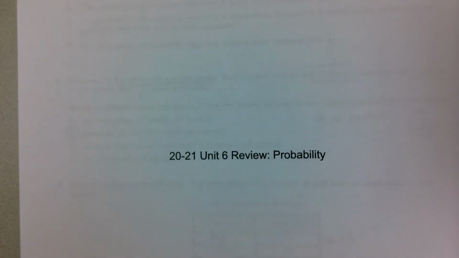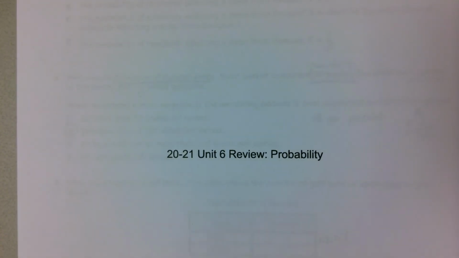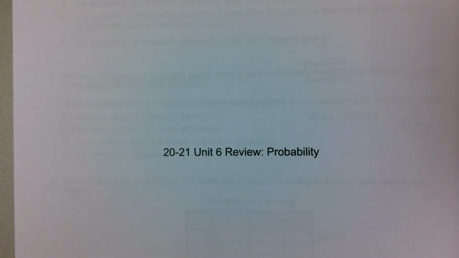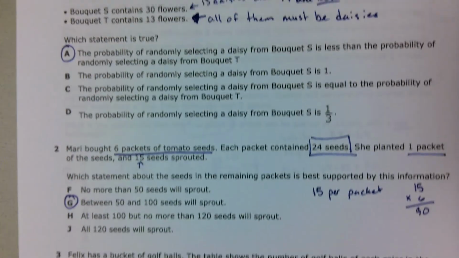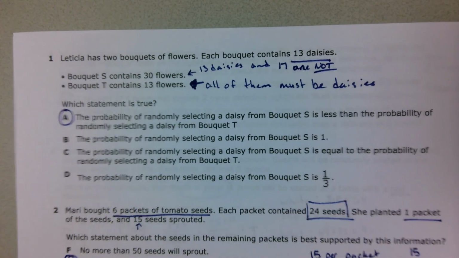Today we're going to look at the Unit 6 review for probability. I want to make sure that you do watch this and go over each of these before you take the test. The first question says, Letitia has 2 bouquets of flowers.